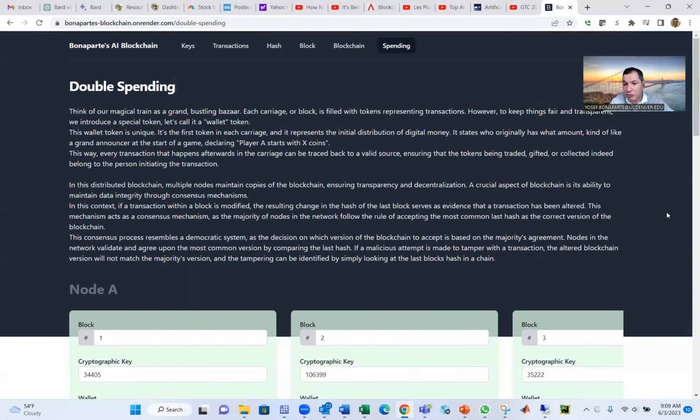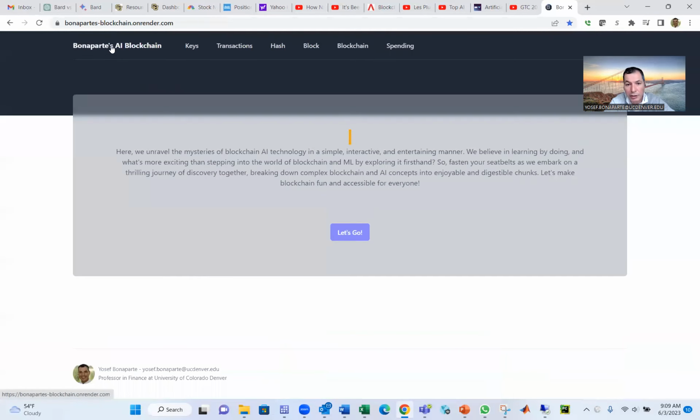So that's pretty much how a blockchain works. The most popular block is accepted and goes on next and next and next. This is pretty much what we call the Bonaparte AI blockchain. We explained how you start with the key, transaction, hash, block, blockchain, and double spending. I hope you enjoyed it, and now you understand how blockchain works behind the scenes using AI technology and machine learning.